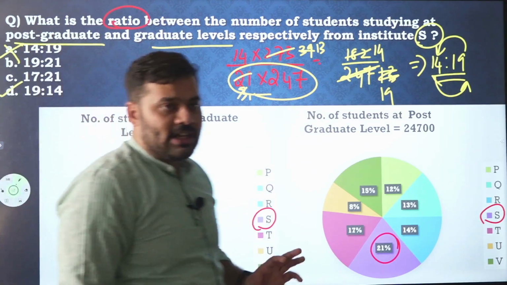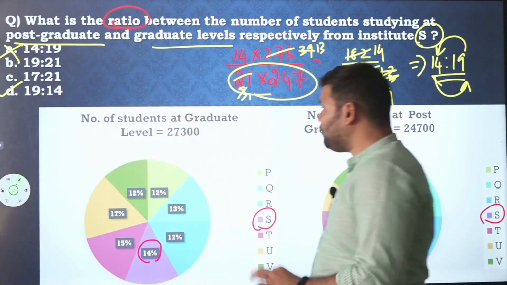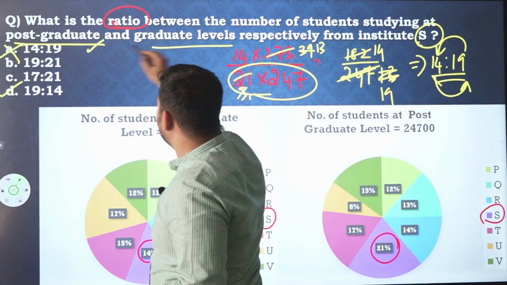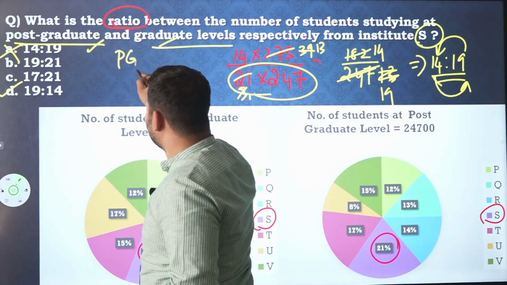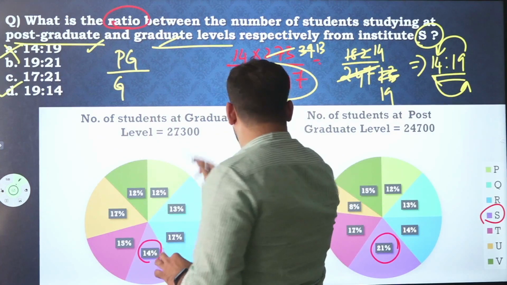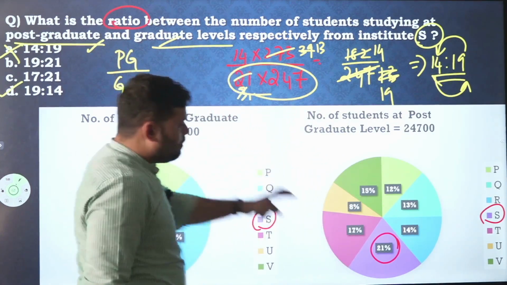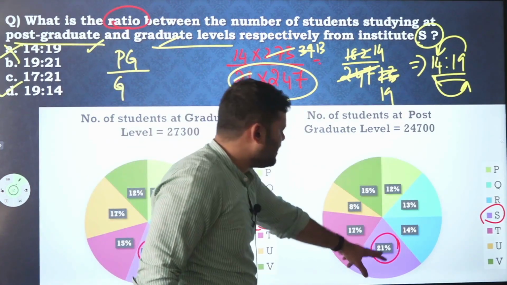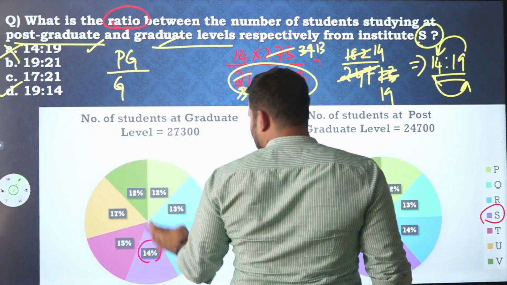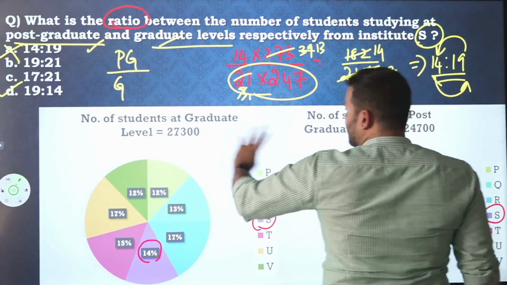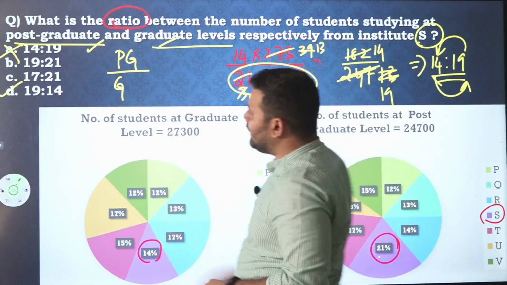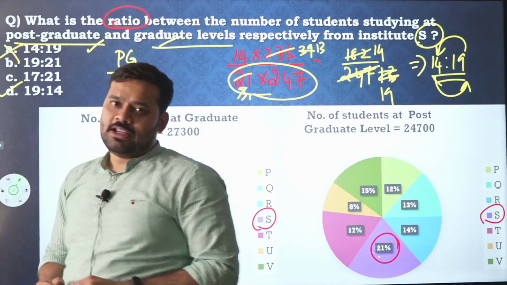Let me sum up the whole problem once again. The ratio is between students studying at the postgraduate and graduate level, so postgraduate should be on top and graduate at the bottom. Postgraduate is 21% of 24,700, that's nothing but 21 into 247. Graduate is 14% of 27,300, that's nothing but 14 into 273. You do the math and you will get 19:14. That is the right answer.